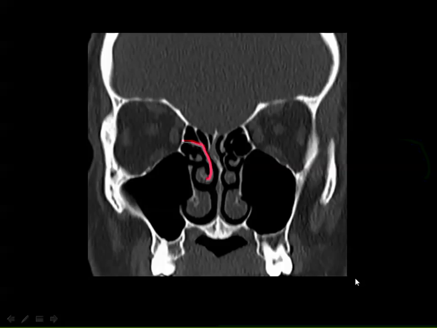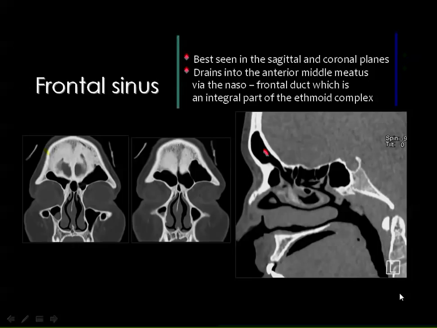And in this is the middle turbinate, and this is the connection of the middle turbinate to the medial orbital wall, and this is known as the sinus lateralis. Then we came to the frontal sinus, and the sinus can be seen in the axial, in the coronal, and in the sagittal images. The sinus drains into the anterior part of the middle meatus here in this area.